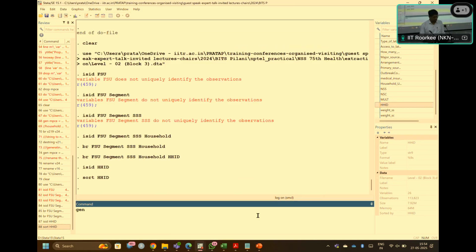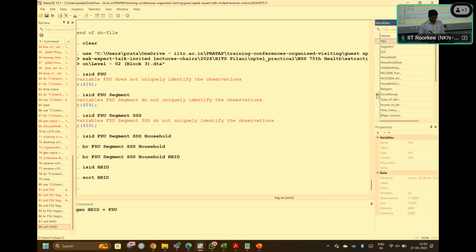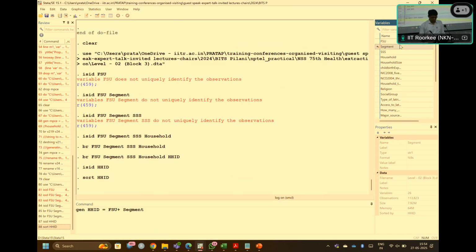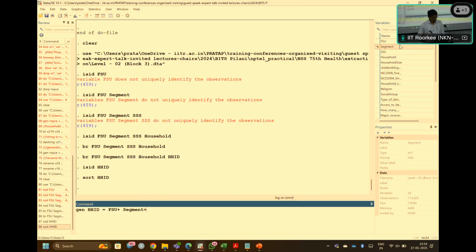I think you know this, right? HHID is equal to this plus this, FSU, then segment, this plus this plus this, and these four variables. So this will be generated. Fine. The next step is to sort it and then save this data set.